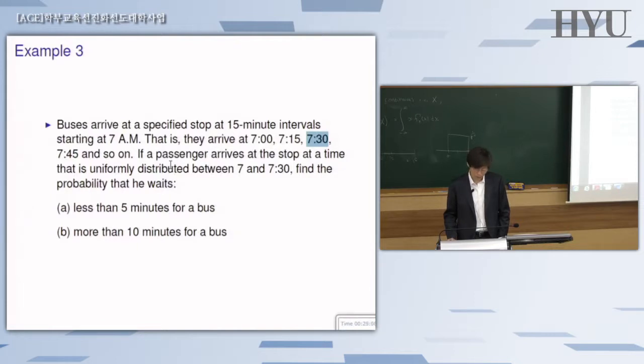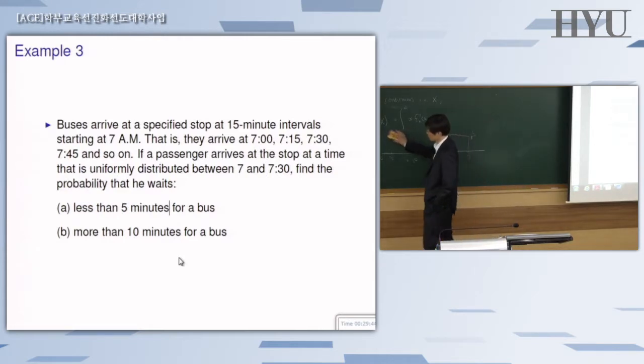So there's a passenger who arrives at this bus stop at a certain time, and assume that this distribution is uniform between 7 and 7:30. The key word in this case is that it's uniformly distributed, so we do know the distribution. The question is asking us two things. First, what's the probability that this guy will have to wait less than 5 minutes to catch the bus? And secondly, more than 10 minutes to get on the bus. Starting with the first one: the wait time for getting on the bus is less than 5 minutes. What's the probability?